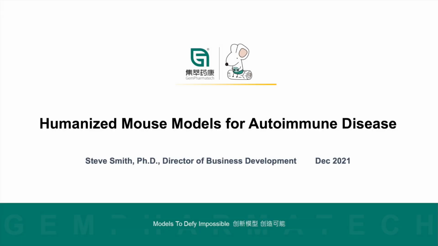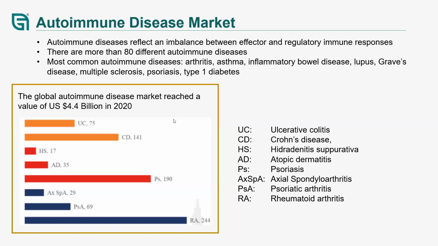Thank all of you for joining us today for this presentation to discuss humanized mouse models for autoimmune disease. Autoimmune disease results from an abnormal immune response in an otherwise healthy individual. Autoimmune disease directly impacts over 24 million Americans.